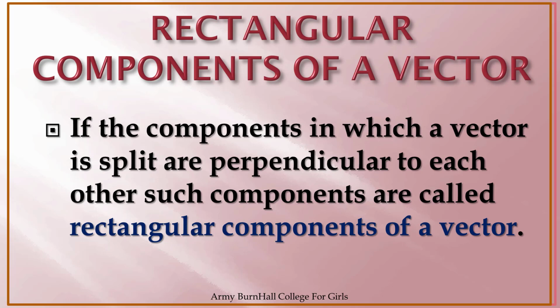of a vector. These components are very important because with the help of these rectangular components, we can add them and find a resultant vector. This process is simple because if you have a right angle triangle, we can apply the Pythagoras theorem and find out the resultant vector. So the important word is rectangular components of a vector: those components which are at 90 degrees to each other.